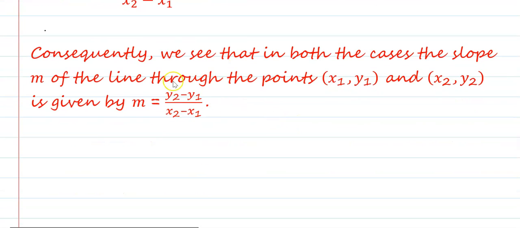Consequently, we see that in both cases the slope m of the line through the points (x1, y1) and (x2, y2) is given by m equals y2 minus y1 upon x2 minus x1.